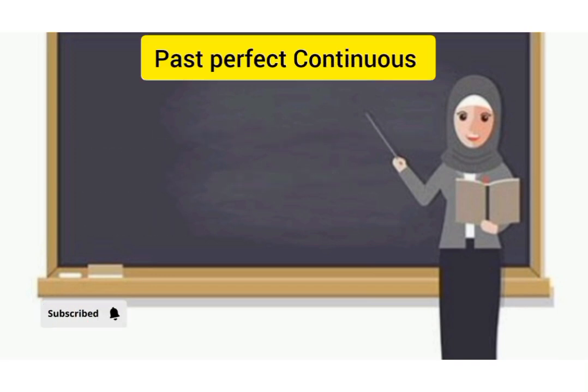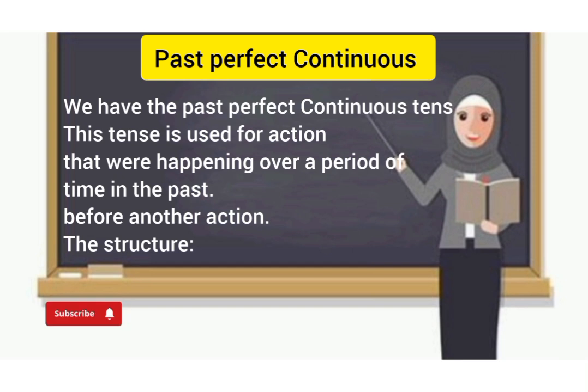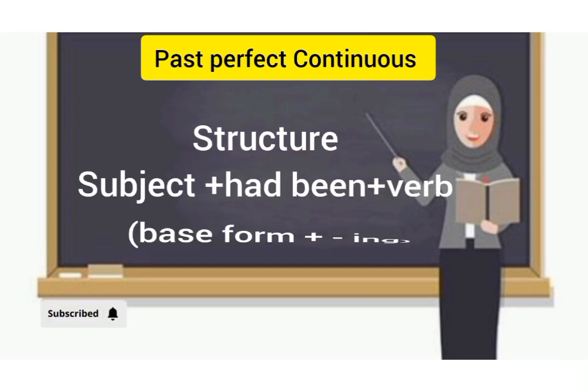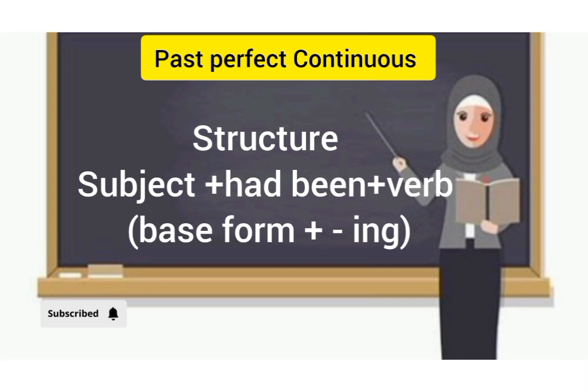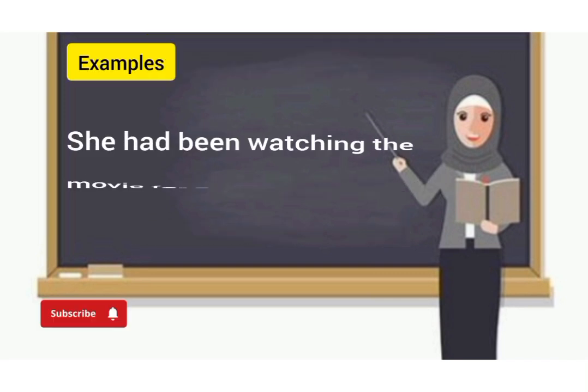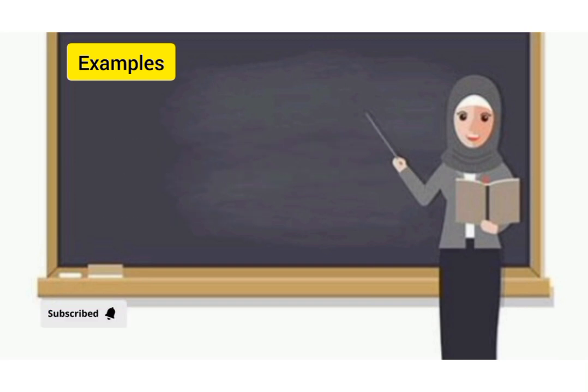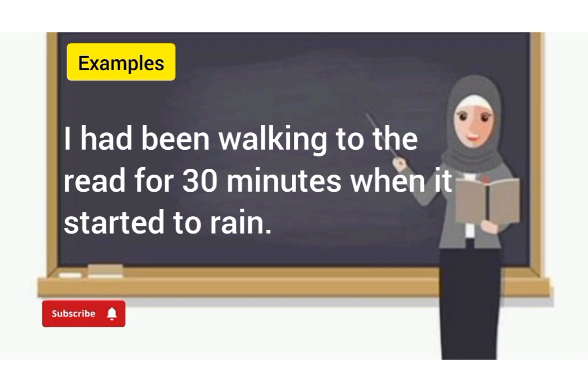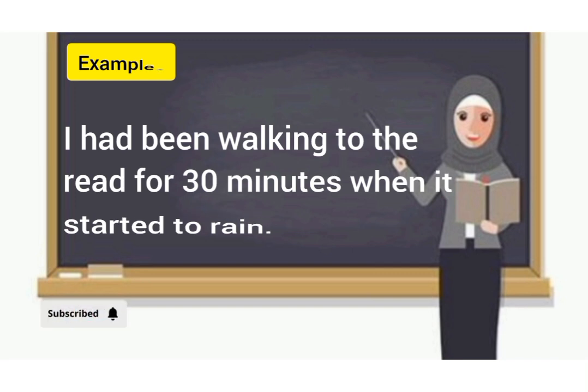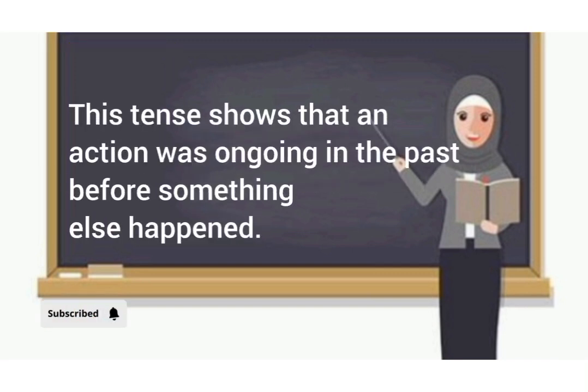Past perfect continuous. We have the past perfect continuous tense. This tense is used for actions that were happening over a period of time in the past, before another action. The structure is: subject plus had been plus verb, base form plus -ing. Examples: She had been watching the movie for an hour when the power went out. I had been walking on the road for 30 minutes when it started to rain. This tense shows that an action was ongoing in the past before something else happened.